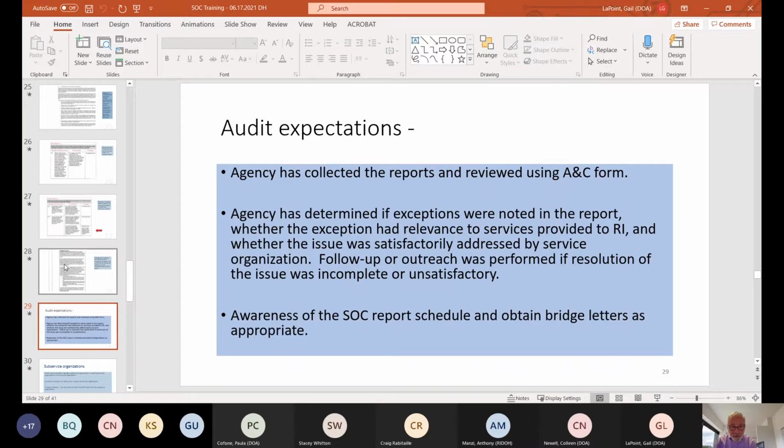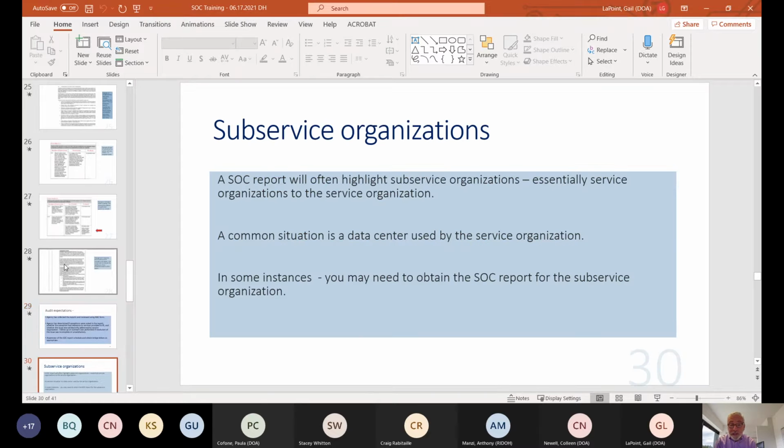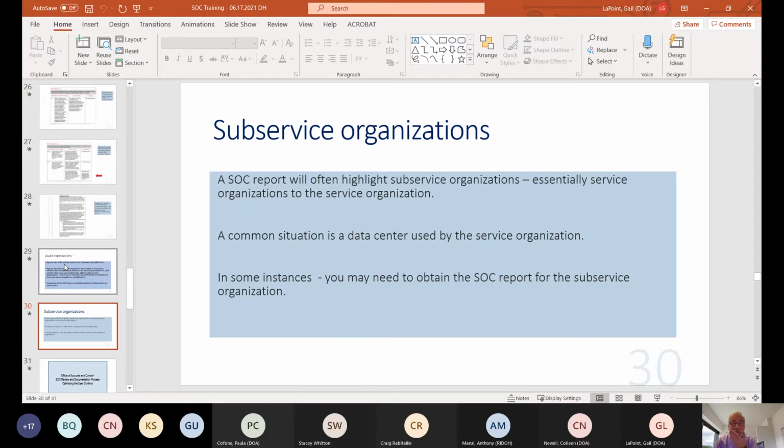Flipping over to slide 30, subservice organizations. We talked about this quickly. This is when service organizations use other service organizations, which is not uncommon. And sometimes you'll get a whole laundry list of other service organizations. What we would be expecting you to do is take a look at those and decide whether you needed to get more information on those subservice organizations, if relevant. As we talked briefly, a common one is a data center.